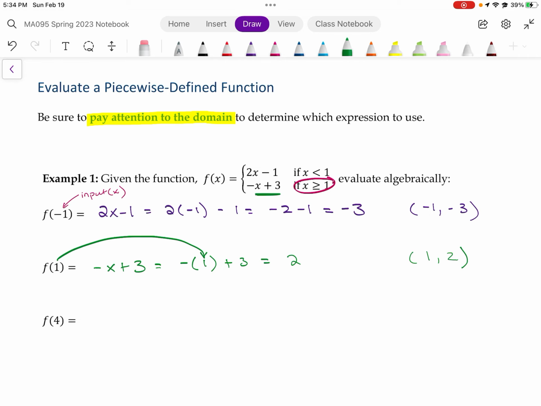All right, now the last one is f of 4. Which domain is it in? Is it in the first domain or the second domain? Well, it is greater than 1, so we're going to use the negative x plus 3, the green one.